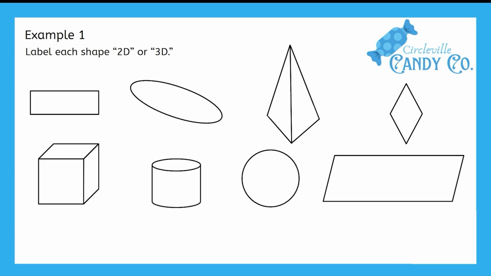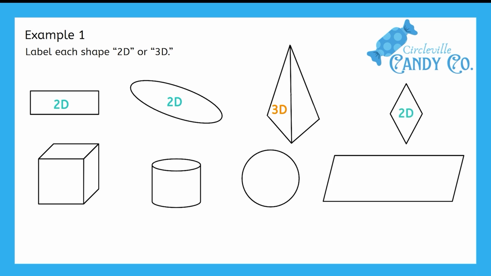Starting from the top left, we have a rectangle. That's 2D. The oval is also 2D. Next is a pyramid. That's 3D. And last in this row is a diamond, which is 2D.